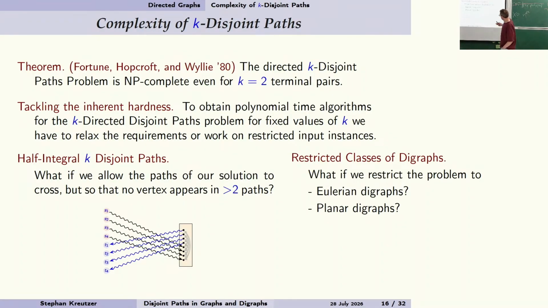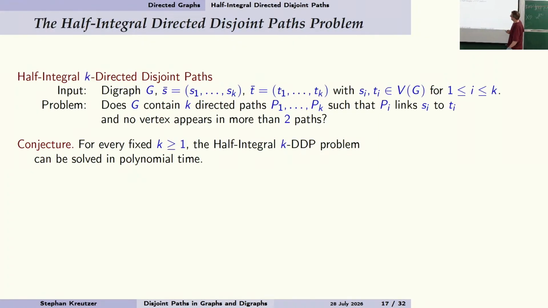The other one is the usual approach. Maybe we can look at smaller classes of directed graphs, like planar digraphs or Eulerian digraphs, and check whether we can find solutions there. Okay. But let's first look at the half-integral disjoint paths problem. And it was conjectured that maybe this problem should be solvable in polynomial time for every fixed number k.